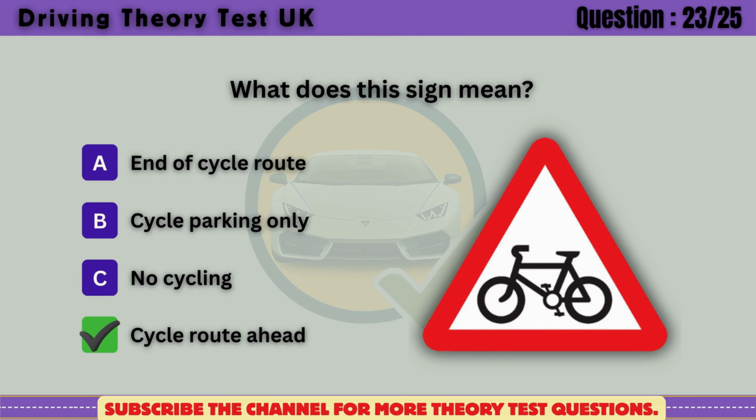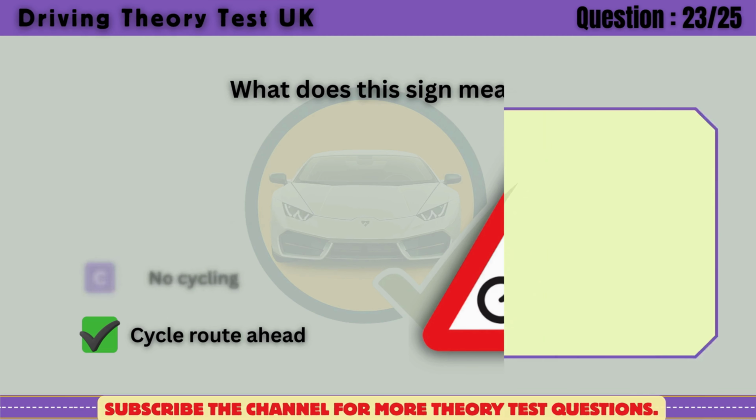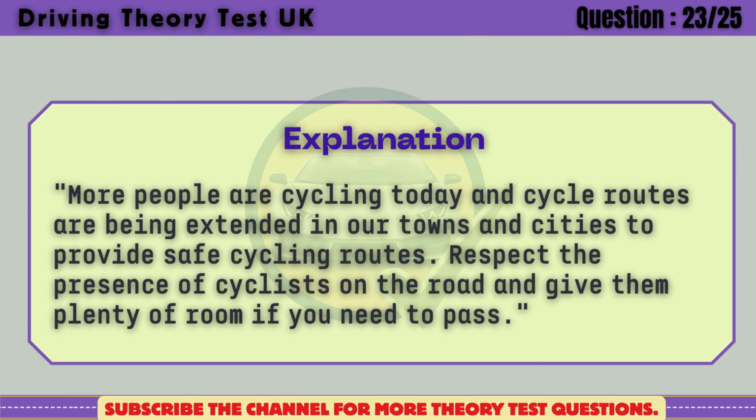Answer is D. Cycle route ahead. More people are cycling today and cycle routes are being extended in our towns and cities to provide safe cycling routes. Respect the presence of cyclists on the road and give them plenty of room if you need to pass.